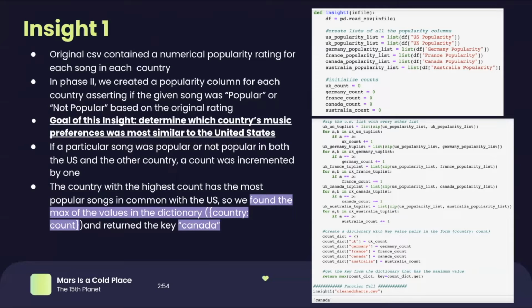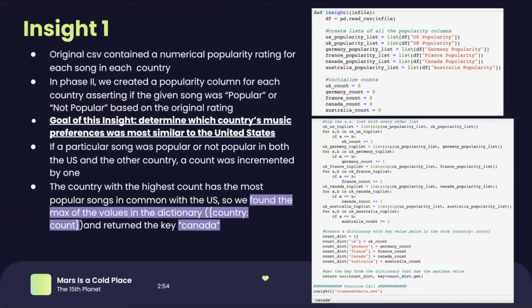The goal of this first insight was to determine which country's music preferences were most similar to the United States. In order to achieve this, we created lists out of each country's popularity column and zipped them with the US popularity column. If both elements of the resulting tuple matched, this indicated that a particular song was popular or not popular in both the US and the other country, and a count was incremented by 1. We created a dictionary where the keys were the country name and the values were the corresponding counts. The country with the highest count has the most popular songs in common with the US, so we found the maximum value in the dictionary and returned the corresponding key.